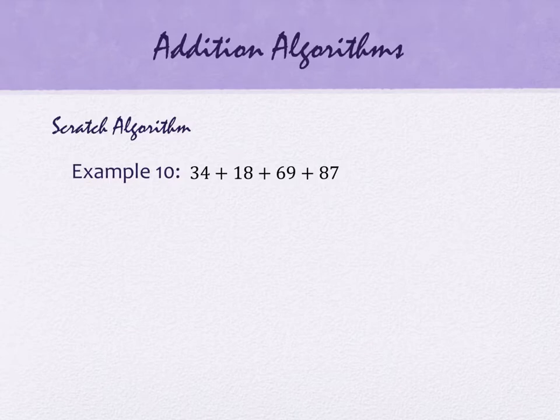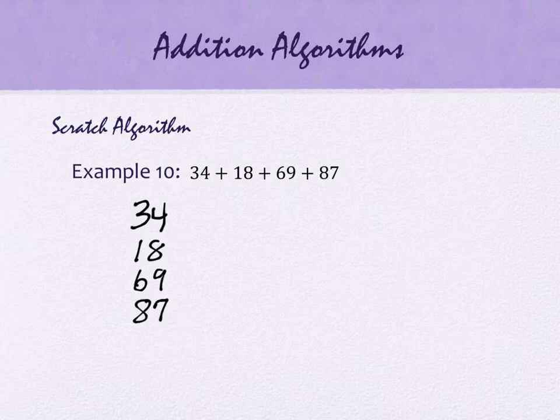So here's the way the scratch algorithm works. We're going to line them up vertically again, right? 34, 18, 69, and 87. So this is a little bit like the standard algorithm. We are going to work from right to left.